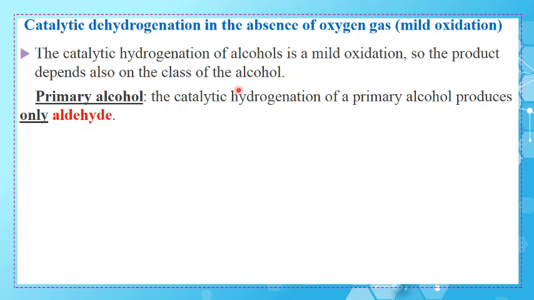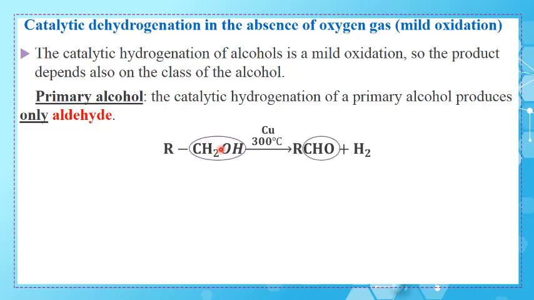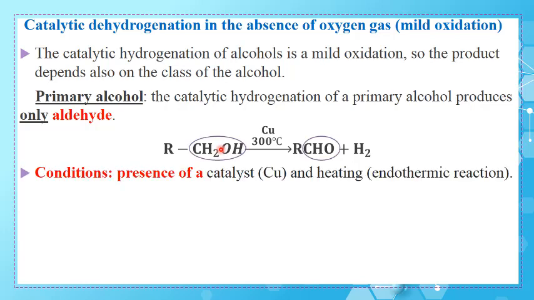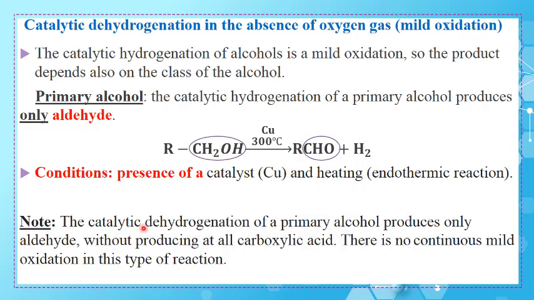The catalytic dehydrogenation of a primary alcohol produces only aldehyde. Okay, pay attention. The catalytic dehydrogenation, I repeat, here is a mistake, of primary alcohol produces only aldehyde. Can you see? So it doesn't produce carboxylic acid, exclusively aldehyde. So the conditions are the presence of a catalyst and heating. These conditions are not to be memorized, but the equation is to be memorized by heart. So pay attention that the catalytic dehydrogenation of a primary alcohol produces only aldehyde without producing at all carboxylic acid. It means there is no continuous mild oxidation in this type of reaction.